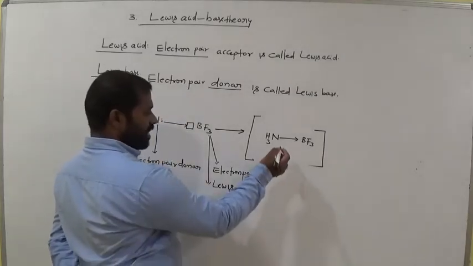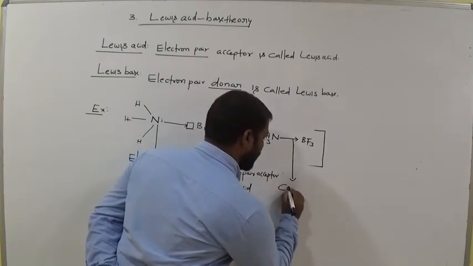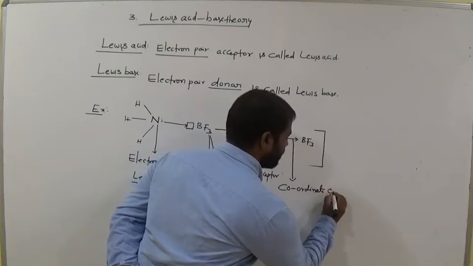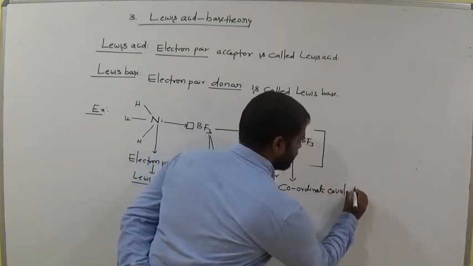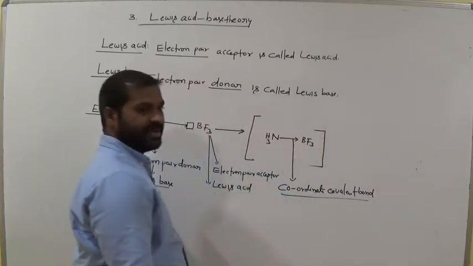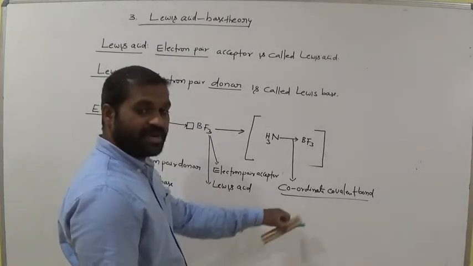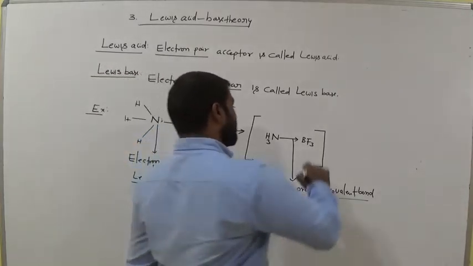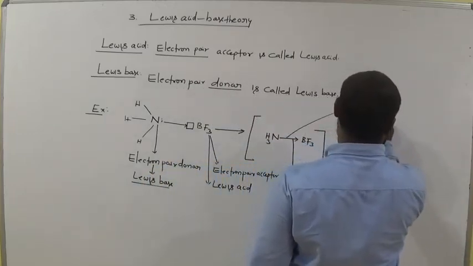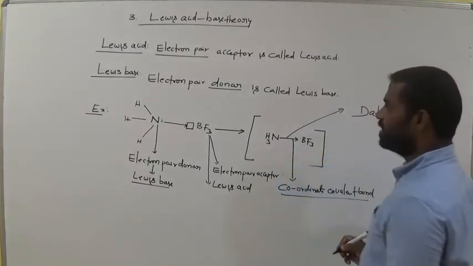Now this bond is called a coordinate covalent bond. Remember this, coordinate covalent bond. Very, very important. In a Lewis base, what kind of bonds are possible? Coordinate covalent bond. Okay, I will explain what a coordinate covalent bond is. Another name of this bond is dative bond. Dative bond, we also call it.